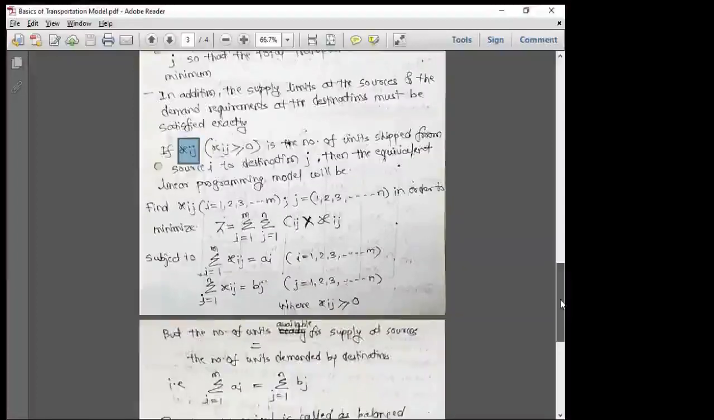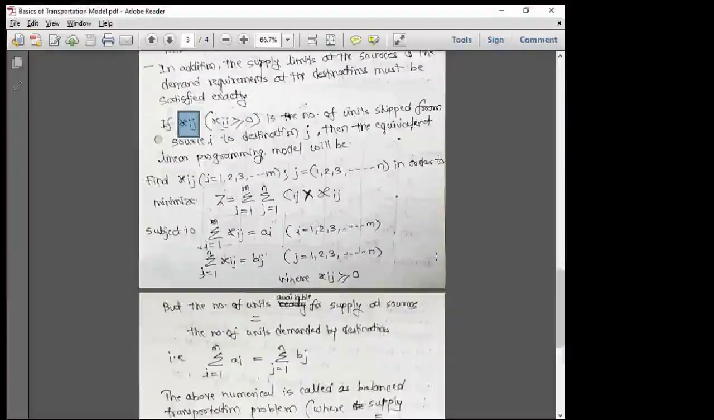Now let's represent this in the form of numerical. What we have to do is find the value of Xij. Everything other than Xij is known to us. We have to decide how many units are to be shipped from a particular factory to a particular destination, so that the demand gets fulfilled and all the constraints get fulfilled, and we have the minimum transportation cost. So we have to find Xij, where i is from 1 to m and j is from 1 to n, in order to minimize the total transportation cost.